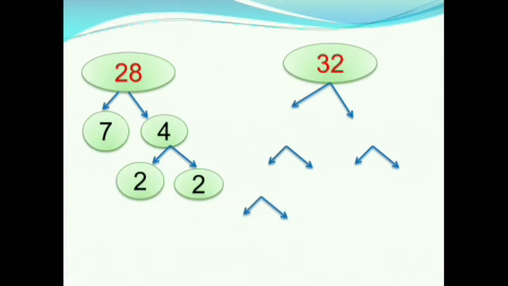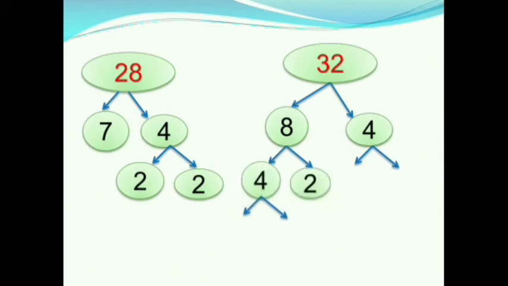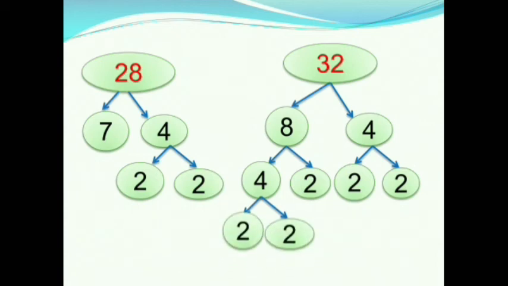Now we will write the factor tree for 32. What are the factors of 32? Here we can take 8 and 4. 8 is not a prime factor. 8 can be further divided into 4 and 2. 4 is also not a prime factor. 4 can also be divided into 2 and 2. Now we got the factors as 4, 2, 2 and all the 2's are prime factors. But 4 is not a prime factor. 4 can be divided into 2 and 2. Now we got all the numbers as the prime factors.